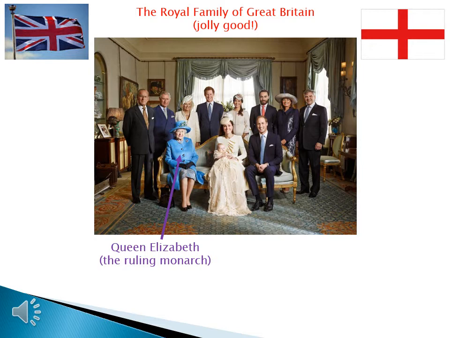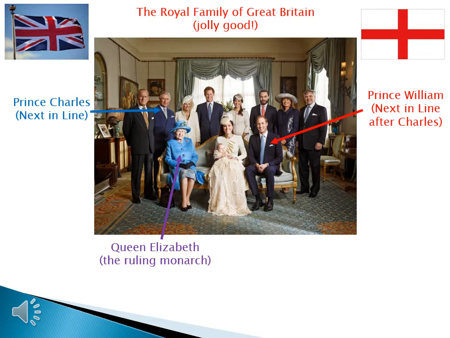She is in charge of the country. Her son is standing behind her. He is Prince Charles, and he is next in line. When Elizabeth passes away, Charles will become the King of Great Britain. And when Charles passes away, Prince William, his son, is next in line after Charles, and he will become the King of Great Britain. And then there is Prince William's son, Prince George. The little baby is next in line after William, and that little baby will one day be the King of Great Britain. This family, the Windsors, will be in charge of Great Britain for a long time to come.